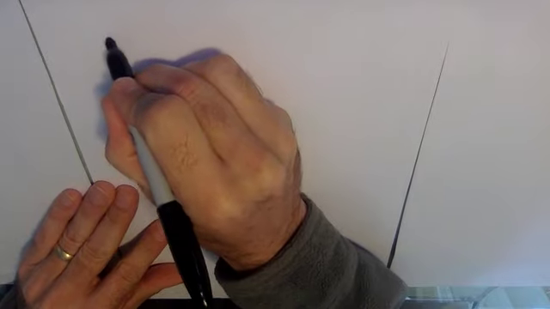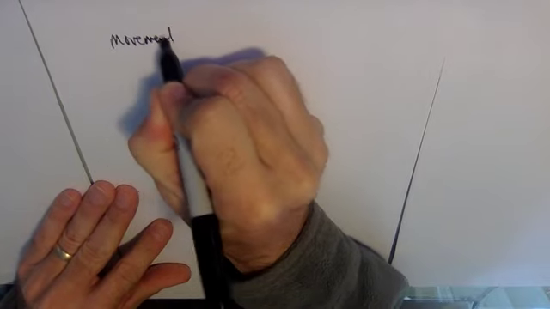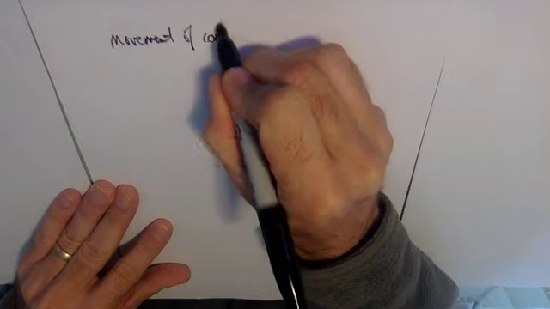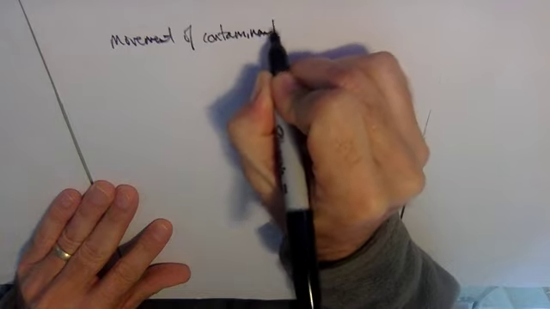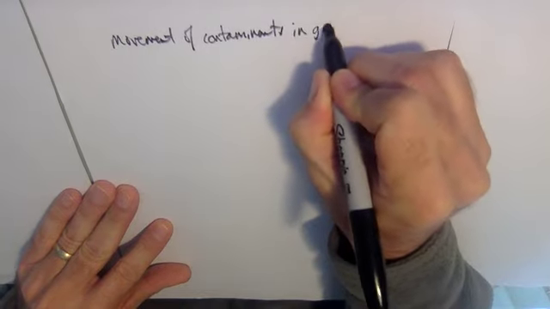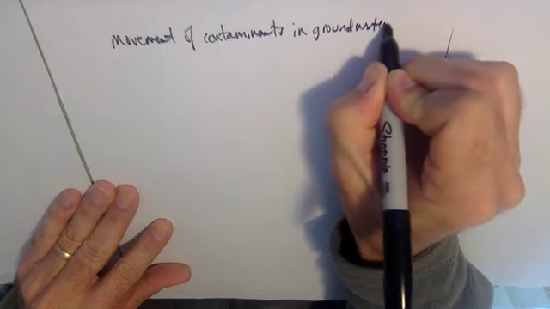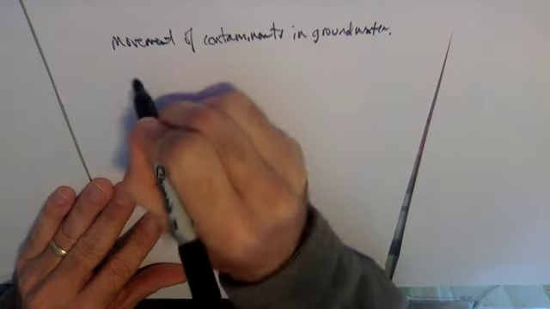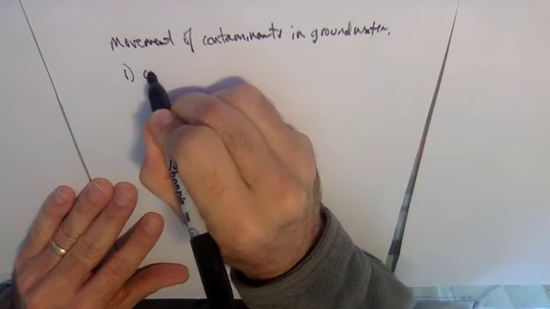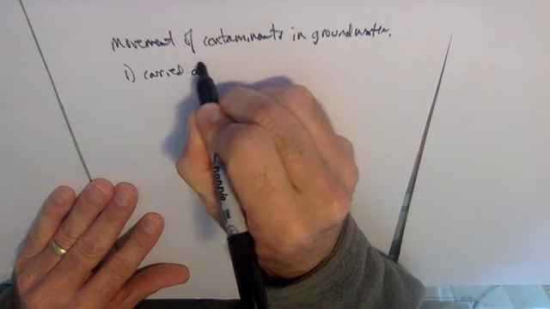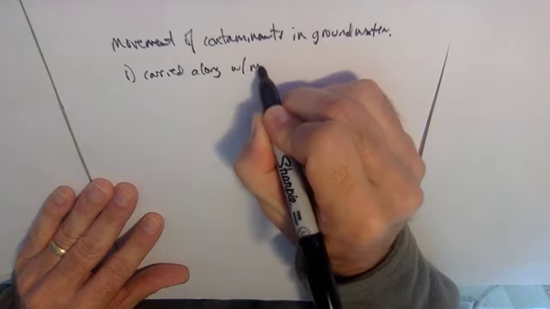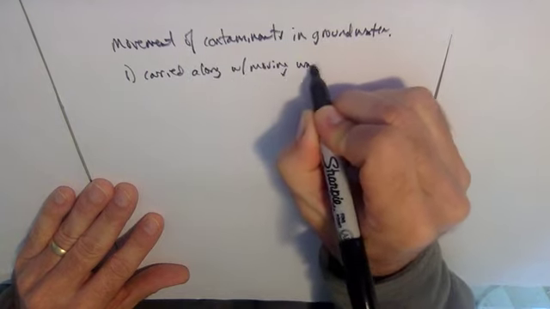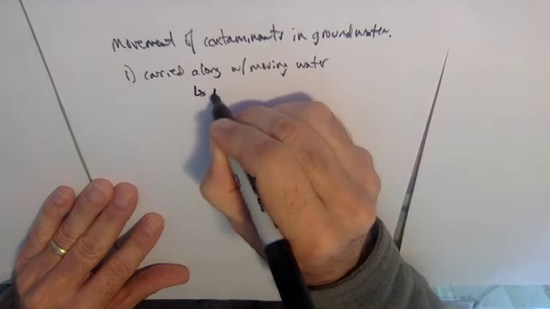So let's talk a little bit about how pollutants move through groundwater. The most obvious way is that this is the movement of contaminants in groundwater. So the most obvious way is that they just get carried along. One possibility is they just get carried along with the moving water. This is a process referred to as advection.